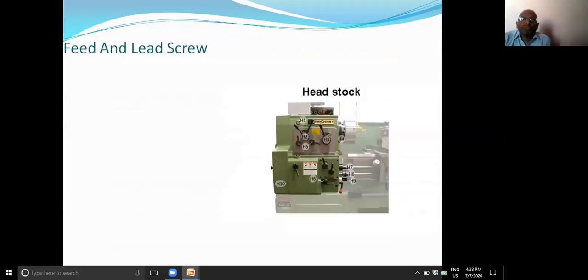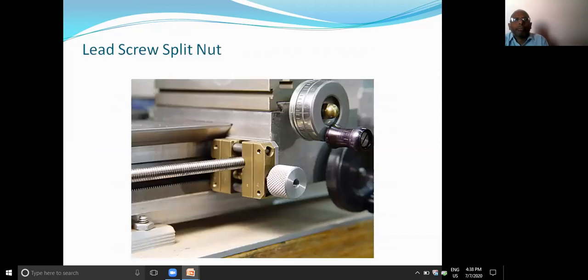So the feed and lead screw have different screw mechanisms. One is the feed screw, another is the lead screw. These are the feed screw and lead screw operations. So this is the system. This is the carriage and this is the feed rod or lead screw.